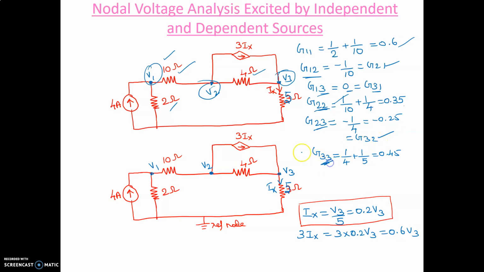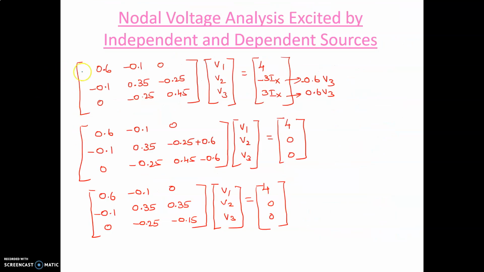Then G33, the reciprocal of resistance connected to node 3, which are the 4 ohm resistance and 5 ohm resistance. The reciprocal of that will be 1 by 4 plus 1 by 5, which is equal to 0.45. So we have to write this in matrix form. Once we write those values in matrix form, we get a matrix like this. So this is our conductance matrix into the voltage matrix.